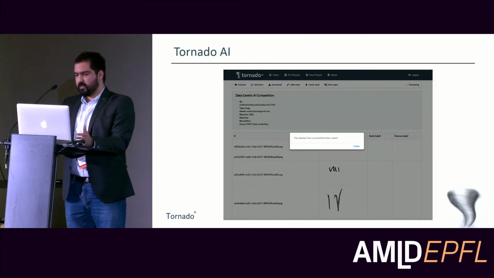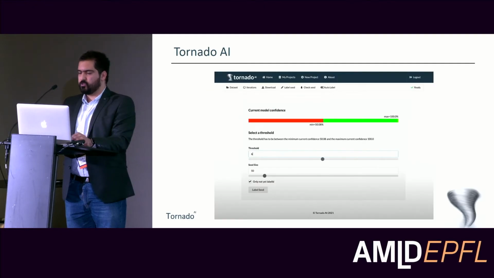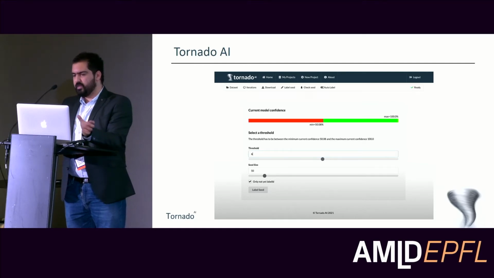The next step will tell us that we have successfully downloaded our data. Next, we can start labeling the seed as described in the human-in-the-loop process. To do this, we need to select a threshold and a data size. But in the beginning, when you are starting a new project, we don't need this threshold because we don't have any labels or probabilities yet. The screenshot here was taken from another project, but in the beginning, we'll just need to select the seed size.